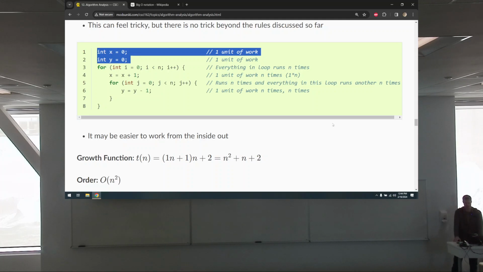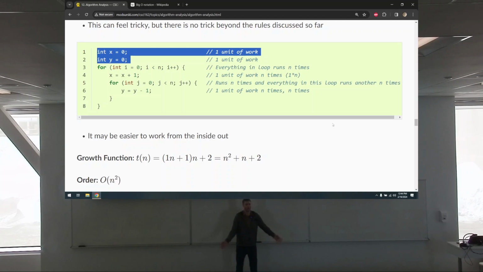So in this particular situation, I only care about the dominant term, and I don't care about any coefficients. Well, there is no coefficient in front of the n squared, the dominant term. It grows like n squared. It's a quadratic growth function.